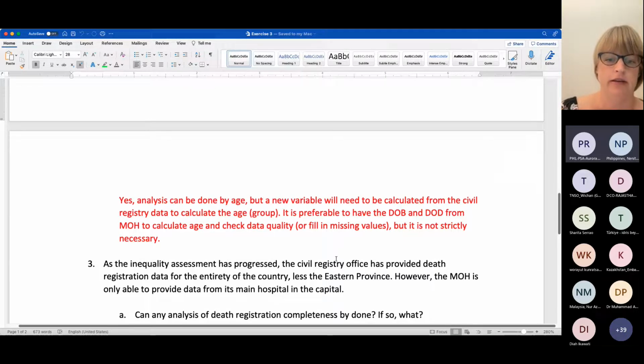As the inequality assessment progresses, the Civil Registry Office has provided death registration data for the entirety of the country, less the Eastern Province. So the Civil Registry was not able to provide data for the Eastern Province. However, the Ministry of Health is only able to provide data for its main hospital in the capital. So the only data they really have is from their main hospital in the capital. So can any analysis of death registration completeness be done?